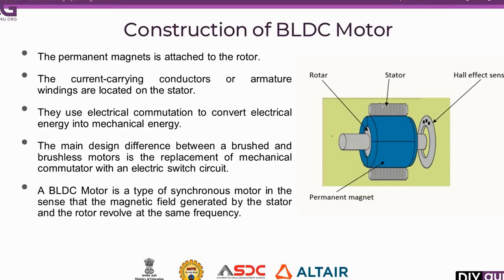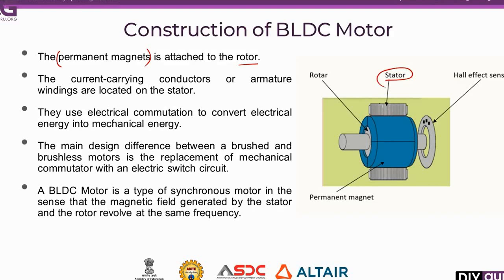Now the construction of BLDC motor. Here in BLDC, permanent magnets rotate, so they are always attached to the rotor. The current carrying conductors are present in the stator. See here, we take this as the stator. Here you will be having the current carrying conductors or windings.